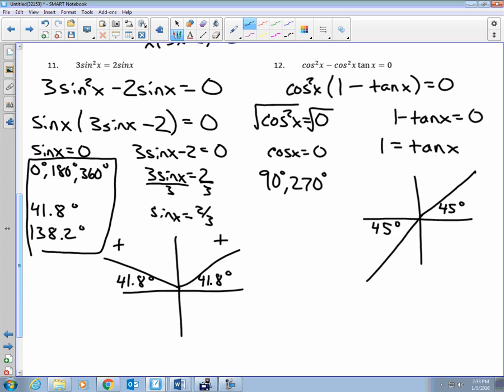45. So what is this angle? And what is this angle? 45 plus 180 would be 225. So this one had 4 solutions.